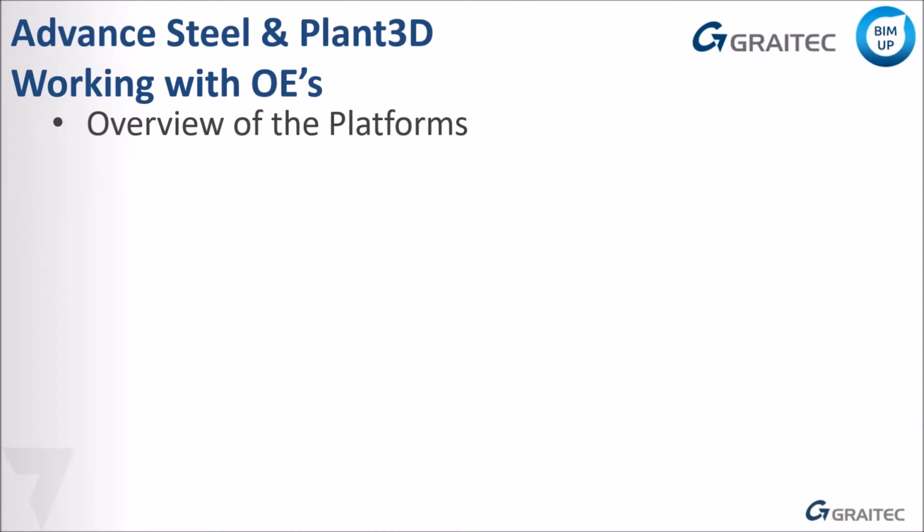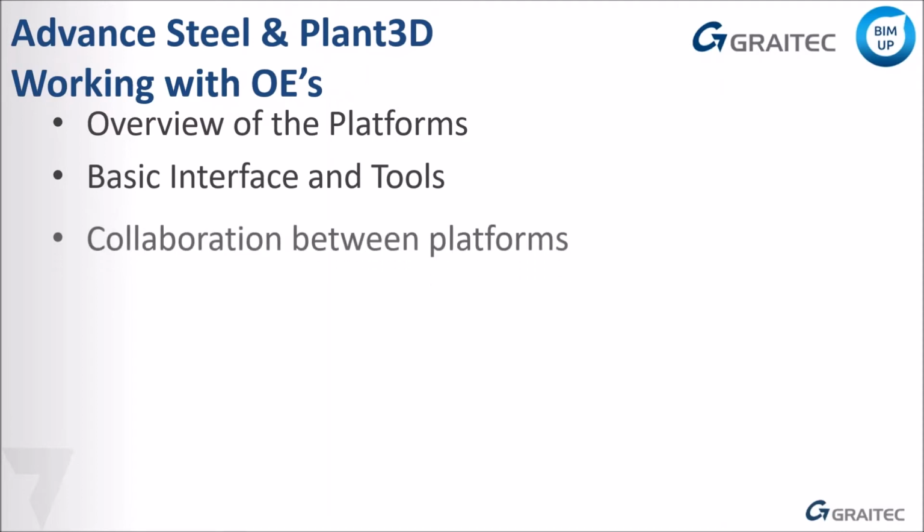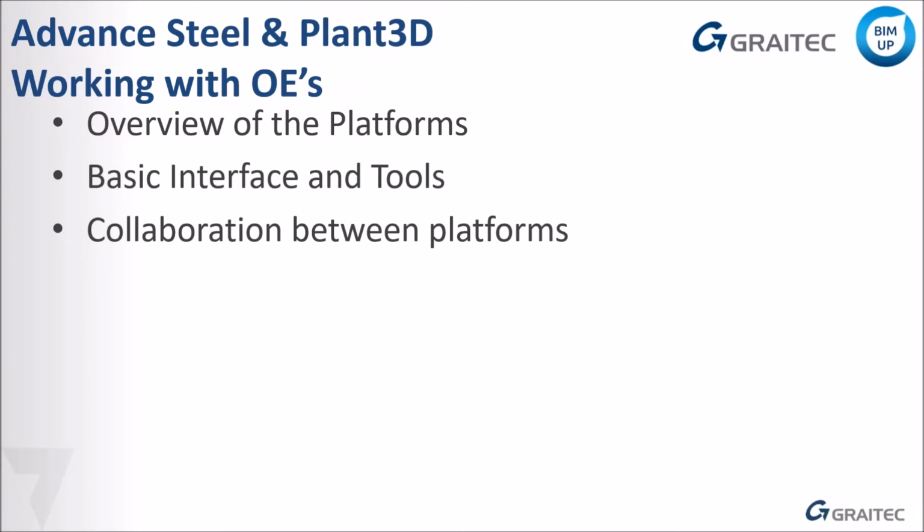So we're going to take a look at trying to work with Advanced Steel and Plant 3D. We're going to give a little overview of either platform. You'll see the interface between the two, how it works, the basic tools that we use in each, and you'll see a lot of the similarities because they both come from an AutoCAD derivative. And obviously we're going to try and check how that works between the two and how you can coordinate.